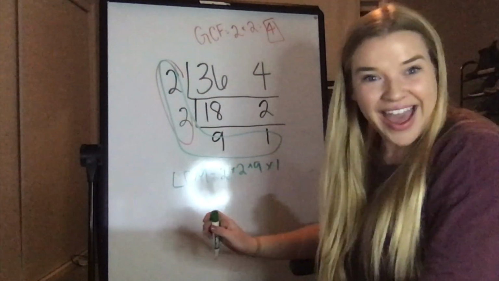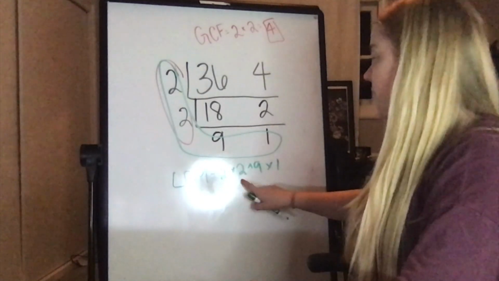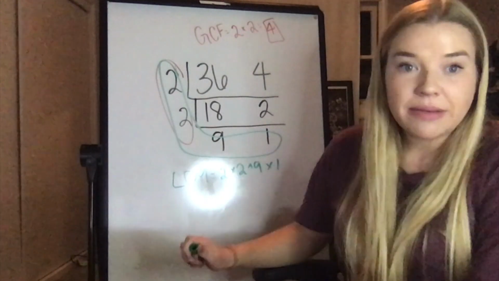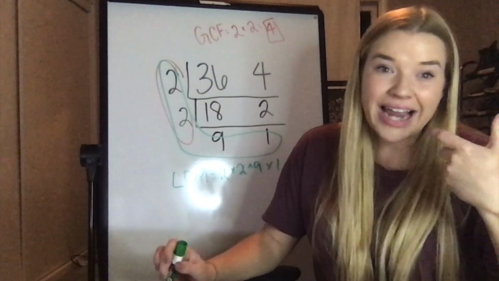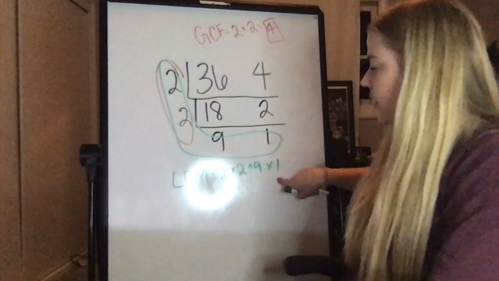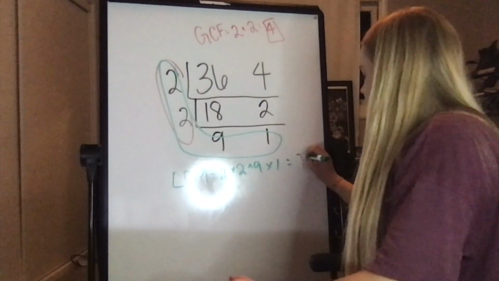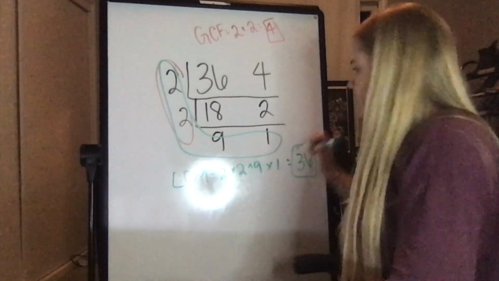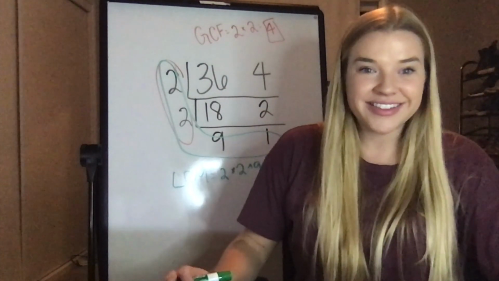All right, welcome back. You should have done 2 times 2 times 9 times 1. 2 times 2 is 4, times 9 is 36, times 1 is still 36. So my least common multiple is 36.